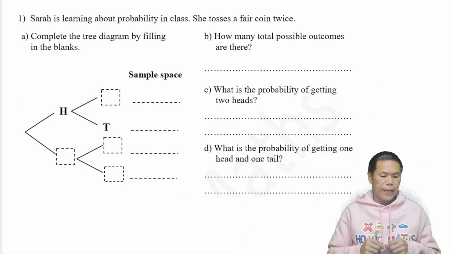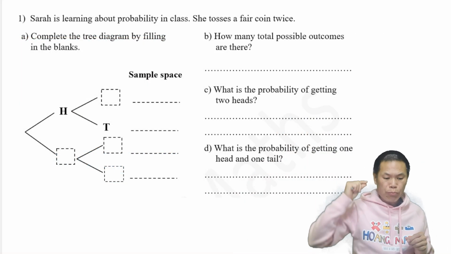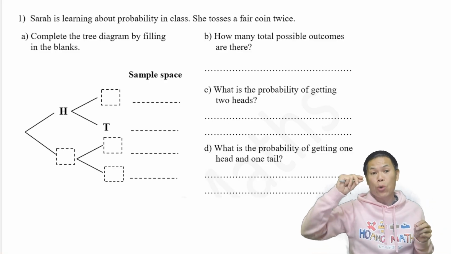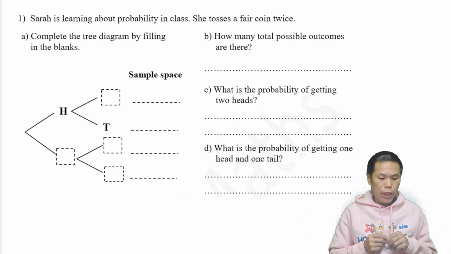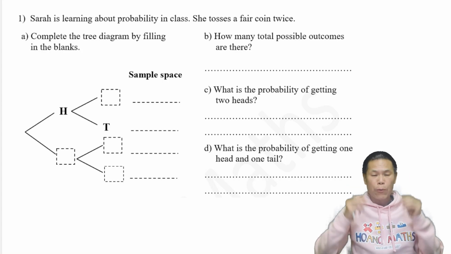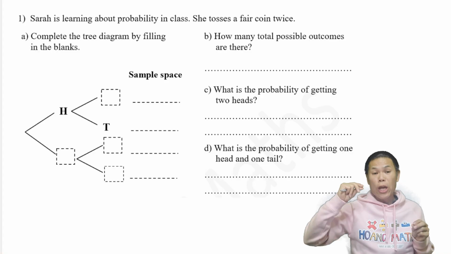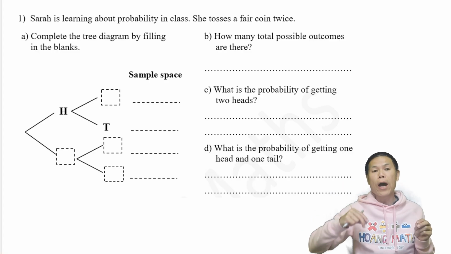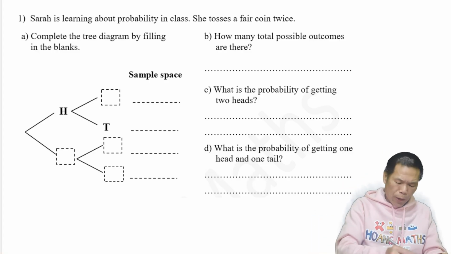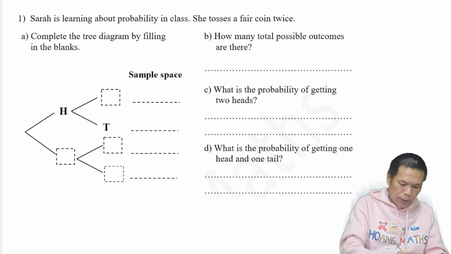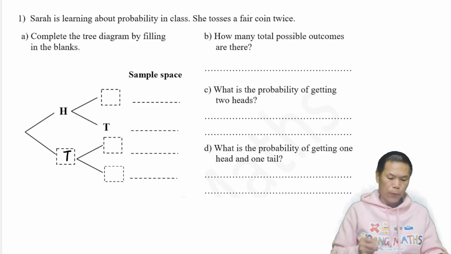First one, Sarah is learning about probability in class. She tosses a fair coin twice. So we need to complete the tree diagram first of all. For her first toss, she is either getting a head or a tail. So a head is done. To complete this, this is tail.